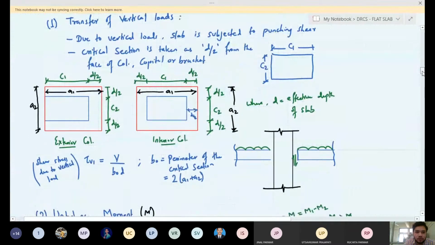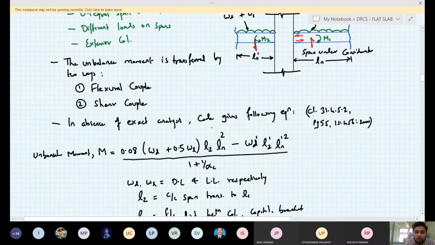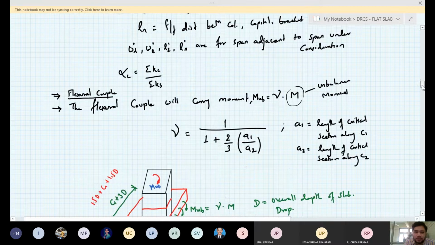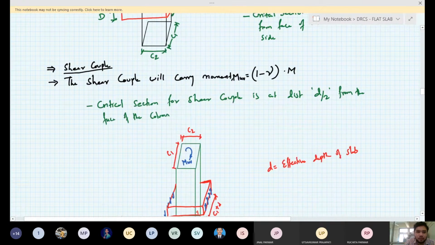So we'll first find out the unbalanced moment, as per the code. We know that in the absence of exact analysis, the code has given this formula to find the unbalanced moment. Using this formula, we'll find out the unbalanced moment, and then we'll find out the factor alpha, this gamma, and from this factor we'll find out the unbalanced moment carried by the flexural couple and the unbalanced moment carried by the shear couple, which is this one.